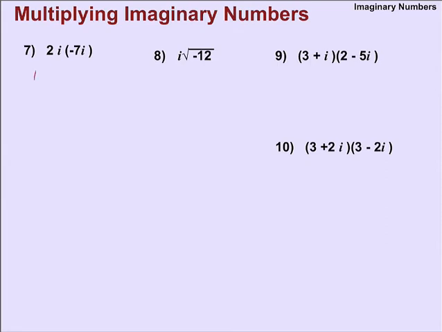The 2 times the -7i I can multiply. The i times the i can multiply. Great, -14i squared. And like what we just saw on the last slide, that i squared immediately just vanishes away. i squared is -1. So as long as we change the sign of the 14, we've got it simplified.